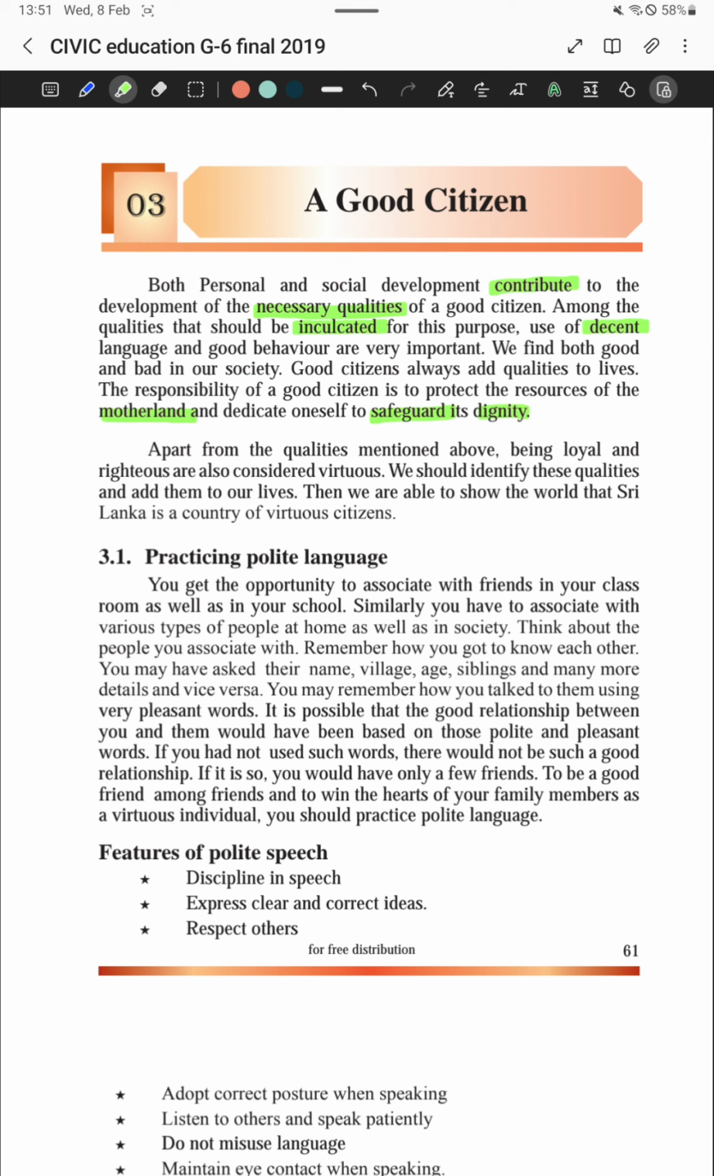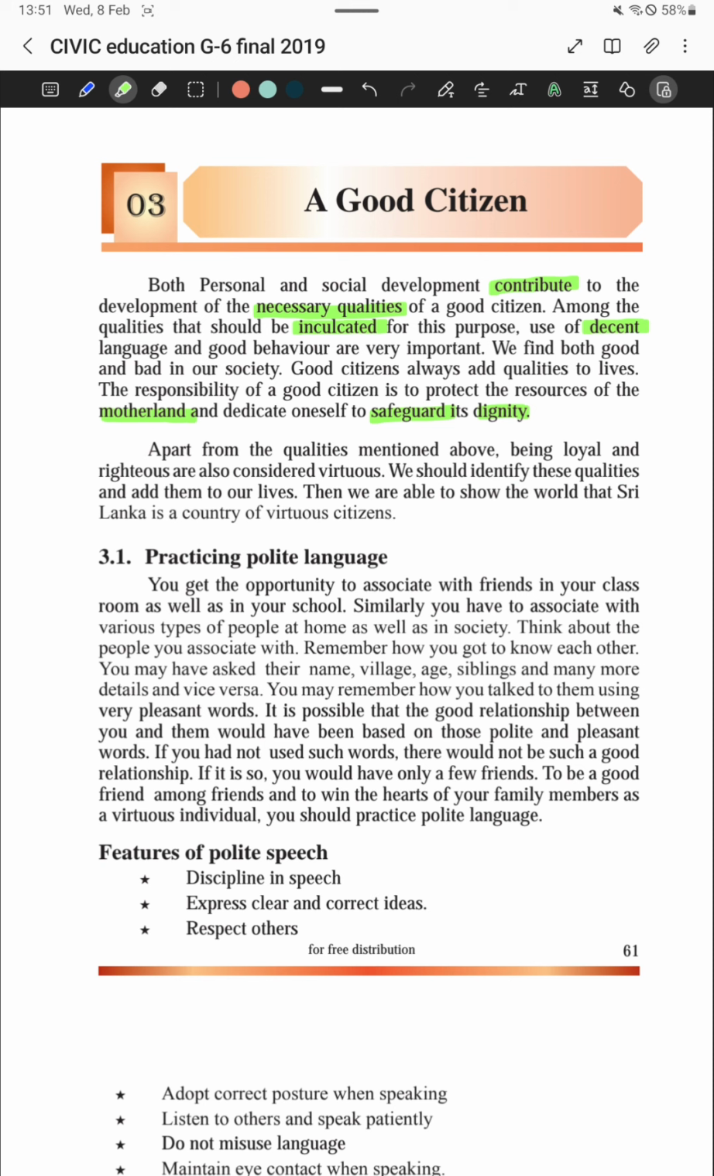If you want to be a good citizen, you must practice, or you must develop much more personal and social development in yourself. So you have to perform well as a person in society and also as an individual.